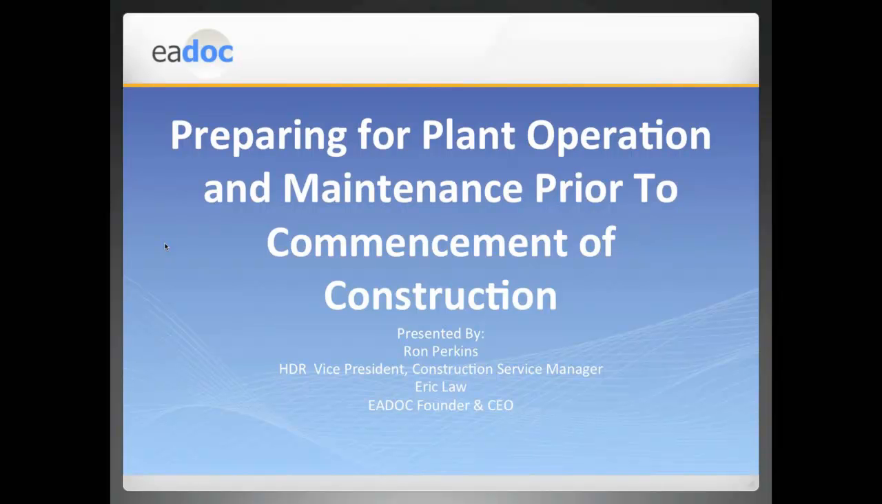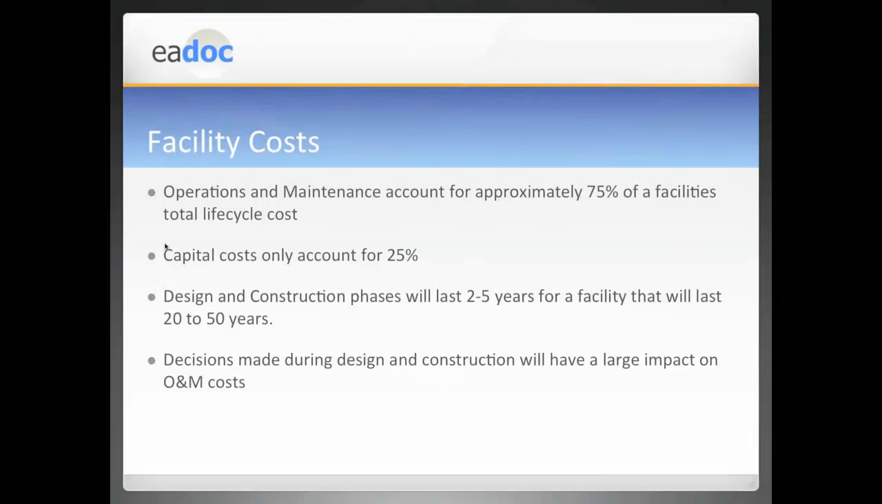So in diving into preparing for plant operations and maintenance, one of the things we want to take a look at is the background for you guys. A little bit of background is looking at the cost. What does it cost to operate and maintain a facility compared to the total capital costs? When we look at the operations cost, typically about 75% of a facility's total life cycle cost goes to the operations and maintenance side. So the capital cost, design and construction, is only 25% of a project.